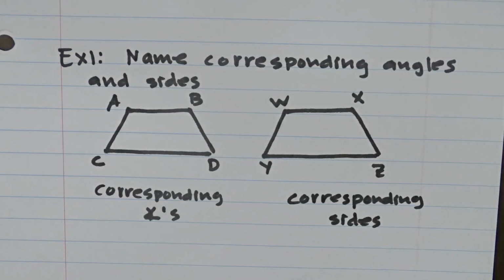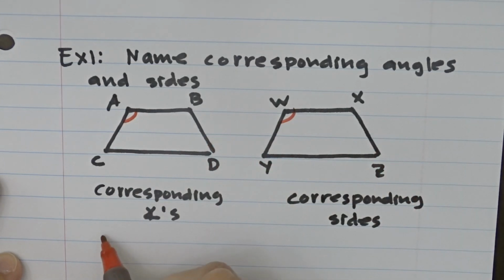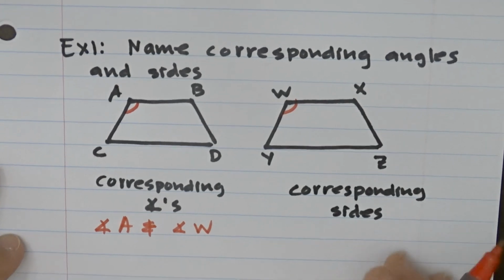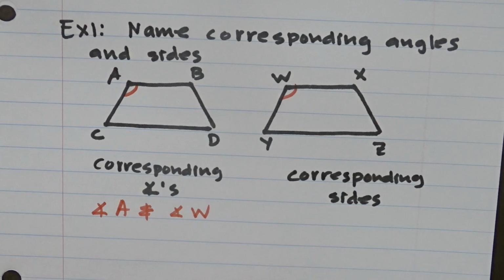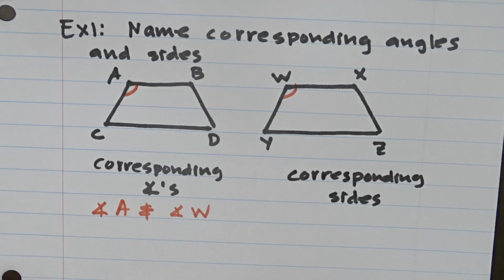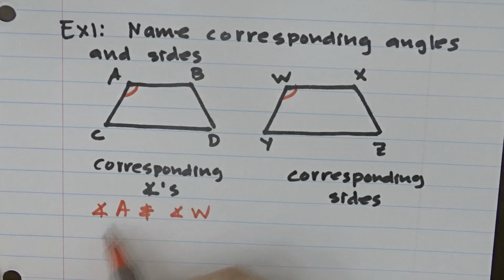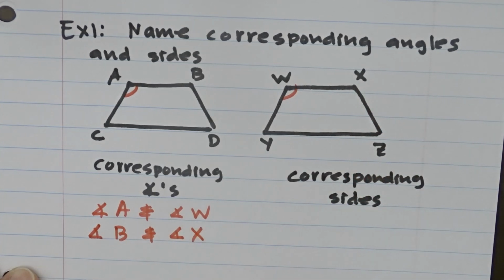In this drawing, some corresponding angles would be angle A, angle W. This is angle A and angle W. That symbol, I just put a line through it so it looks like the angle, so it doesn't look like a less than sign or an L. It's up to you, it depends on how you want to write it. Angle C corresponds to angle Y, or I just go in order. Angle B next, and angle X are corresponding angles.